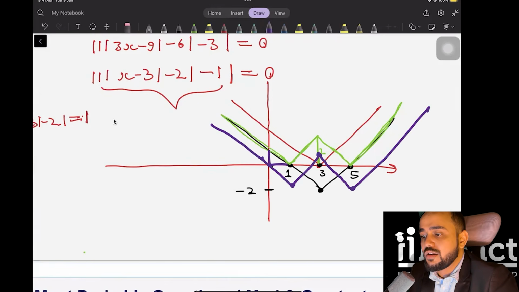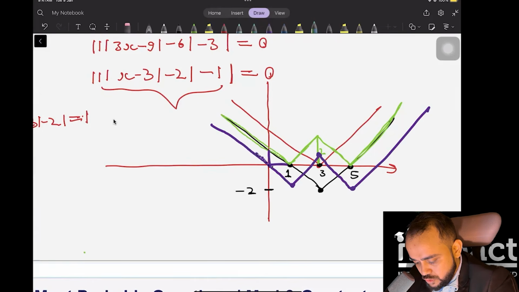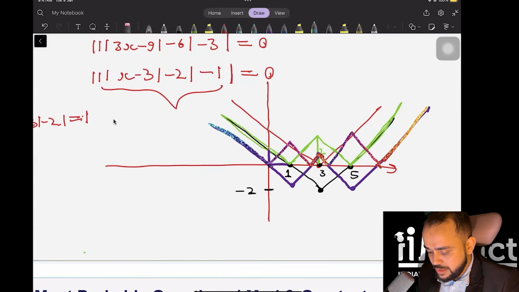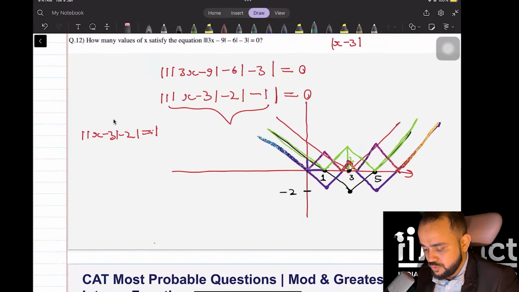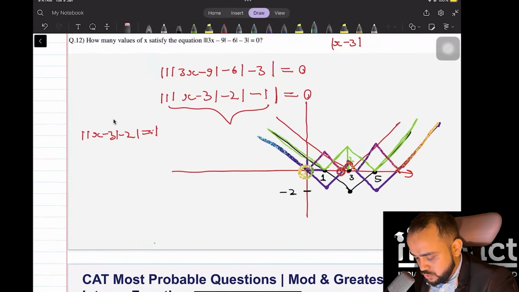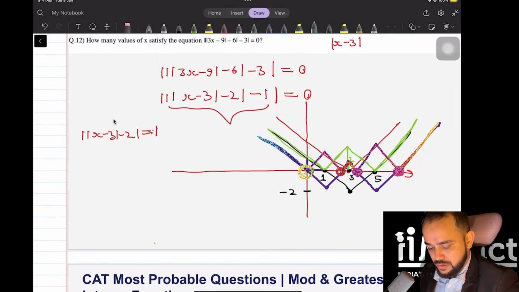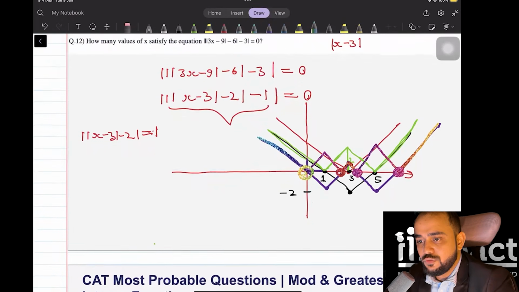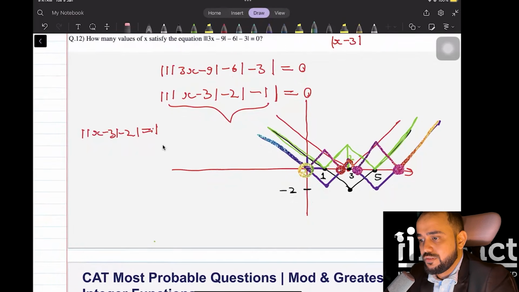Now I'm going to take a mod again. So the final graph that I land at is going to be this, then this, then this, then this, and then this. So how many values are there where this value is 0? 1, 2, 3, 4. So your answer will be 4 for question number 12.